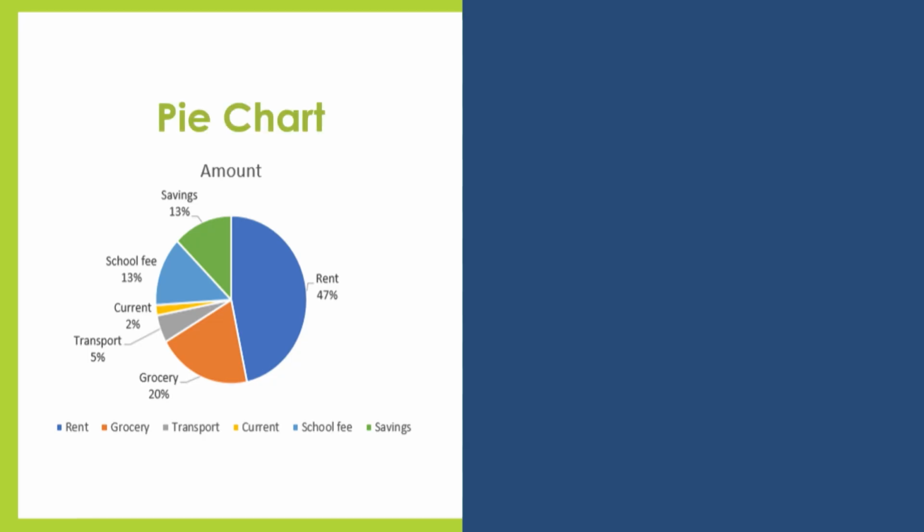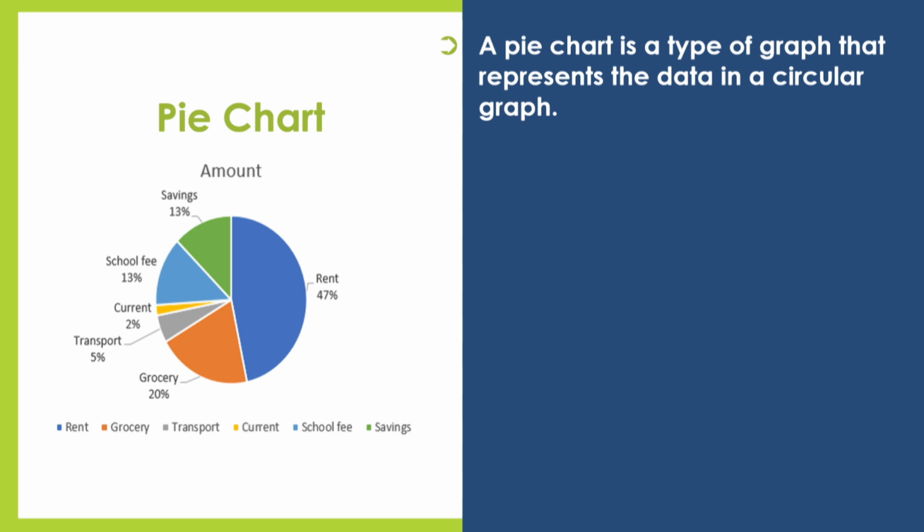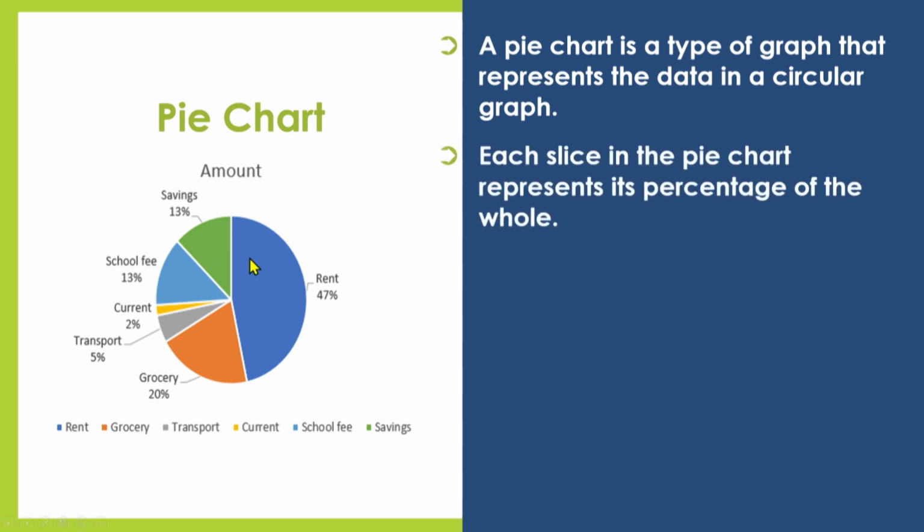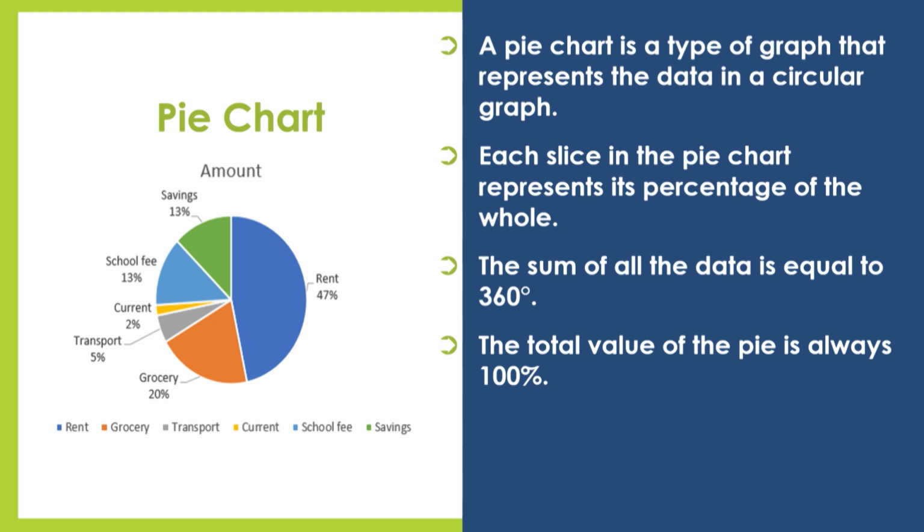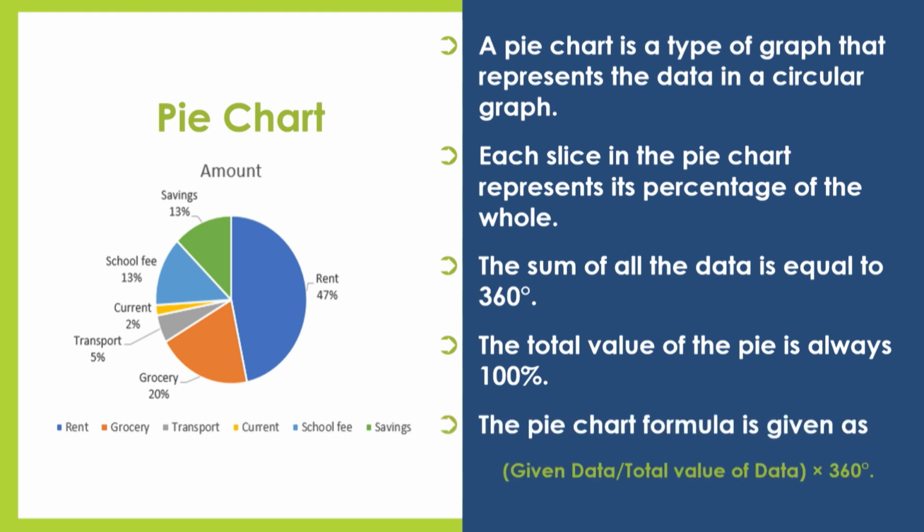Next we will see the pie chart. A pie chart is a type of graph that represents the data in a circular graph. Each slice in the pie chart represents its percentage of the whole. The sum of all data is equal to 360 degrees. The total value of the pie is always 100. The pie chart formula is given data divided by the total value of the data, times 360.